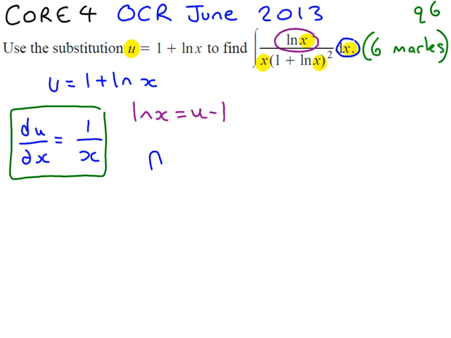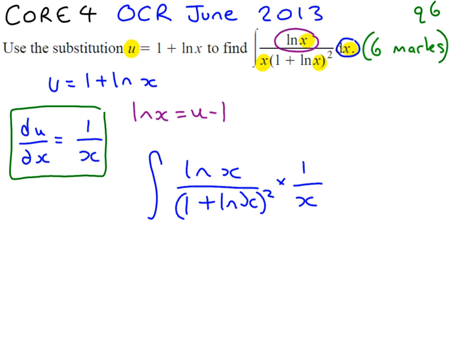So the integral of ln x over x, 1 plus ln x squared, can be written instead as ln x over 1 plus ln x squared, times by 1 over x, dx. Now the reason I've written it like this is so that we can substitute in instead of 1 over x and have du by dx.